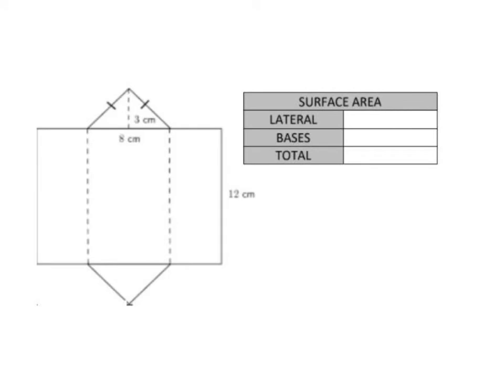This next one is what kind of shape? Triangular prism. And what are the faces here? The faces are 3. Okay, what are the bases?